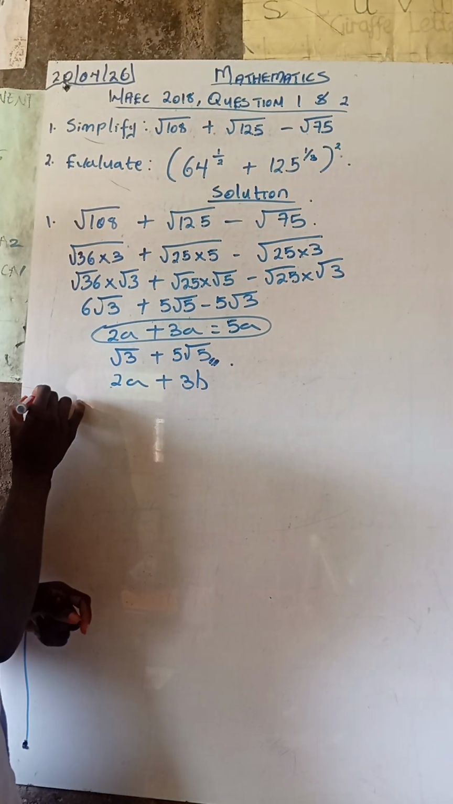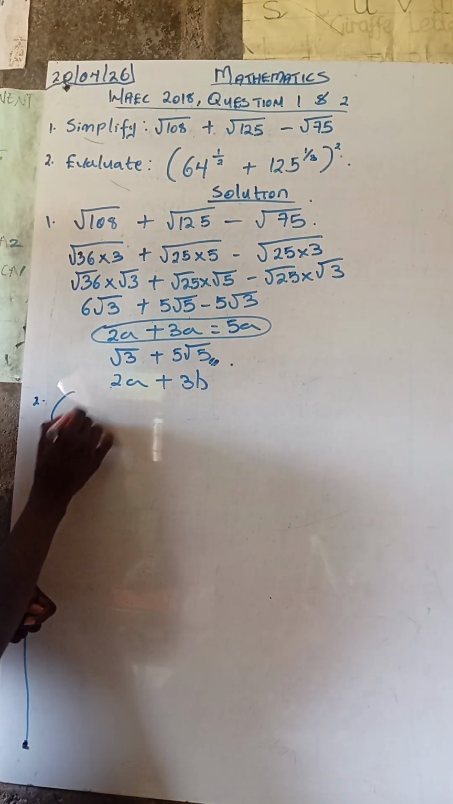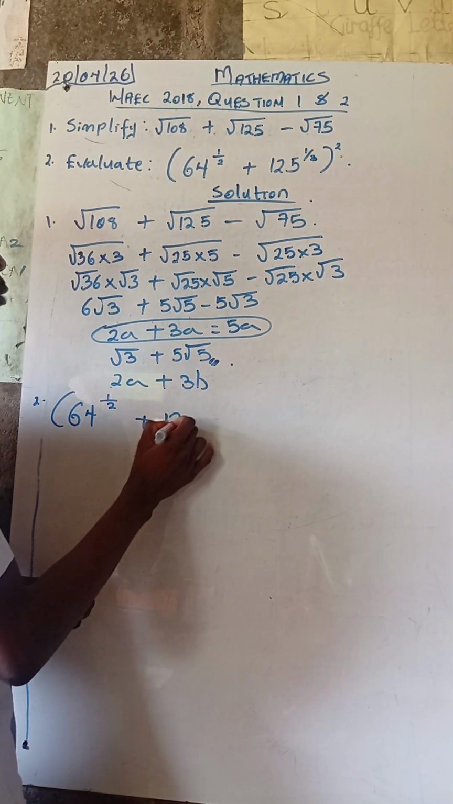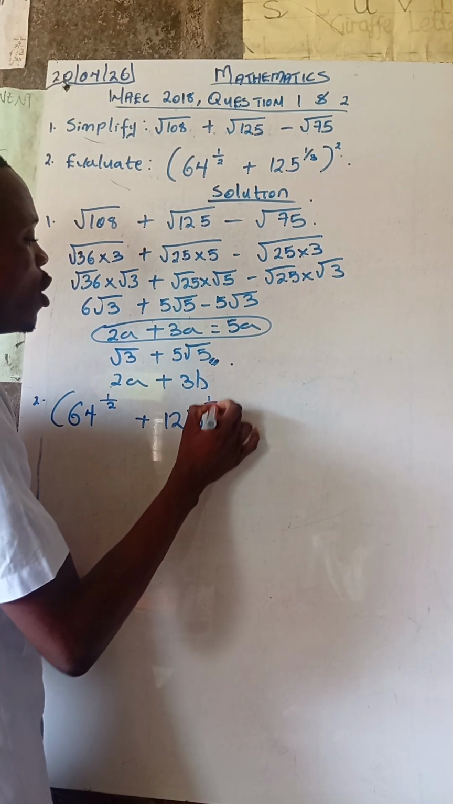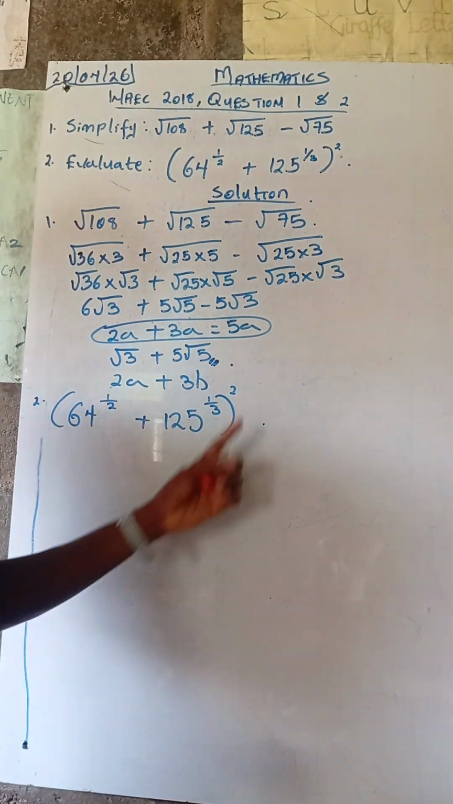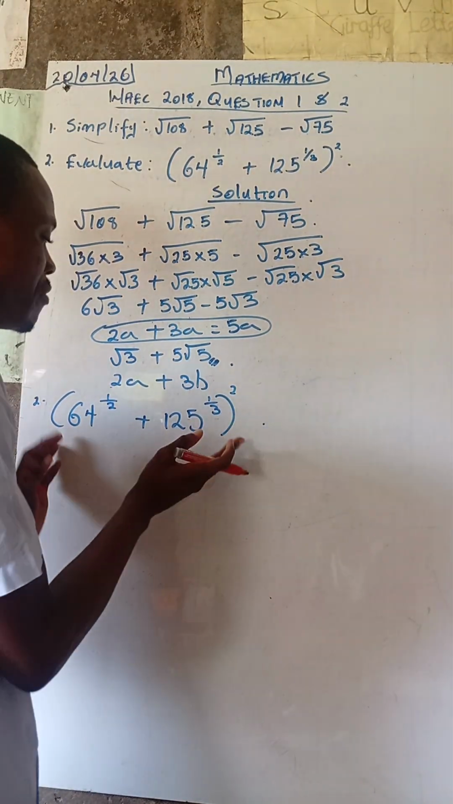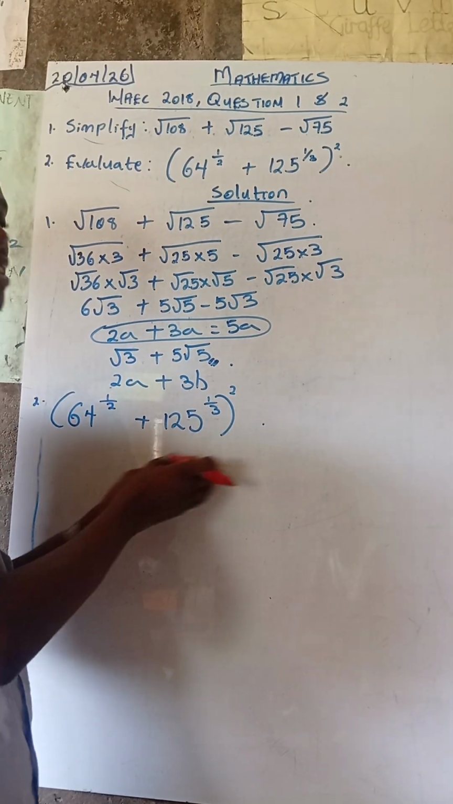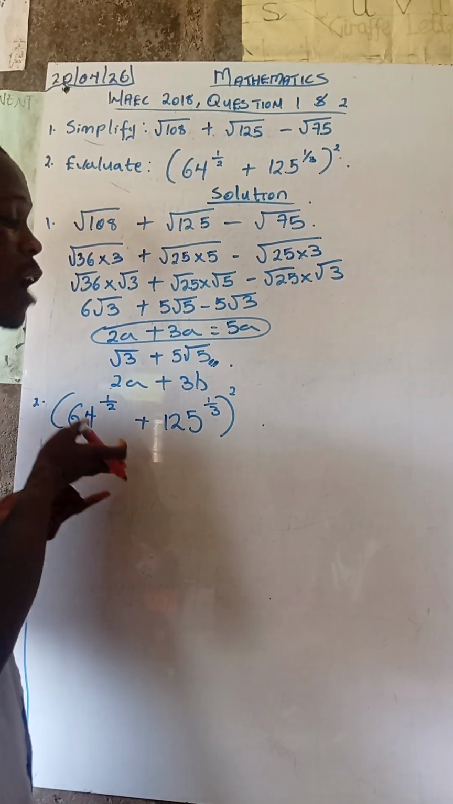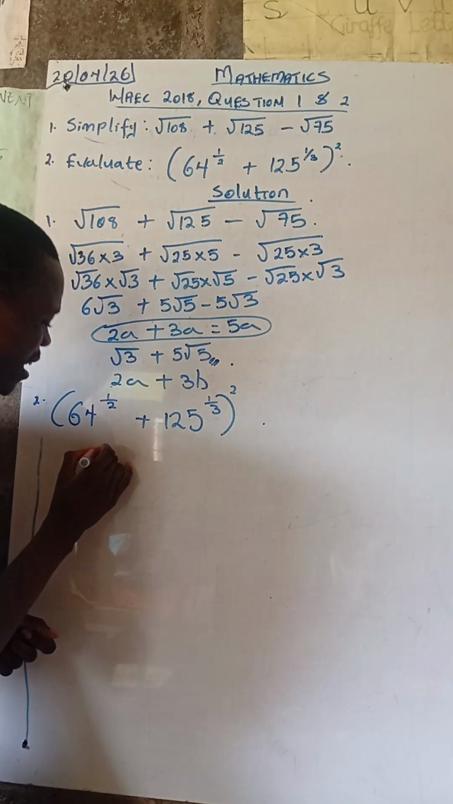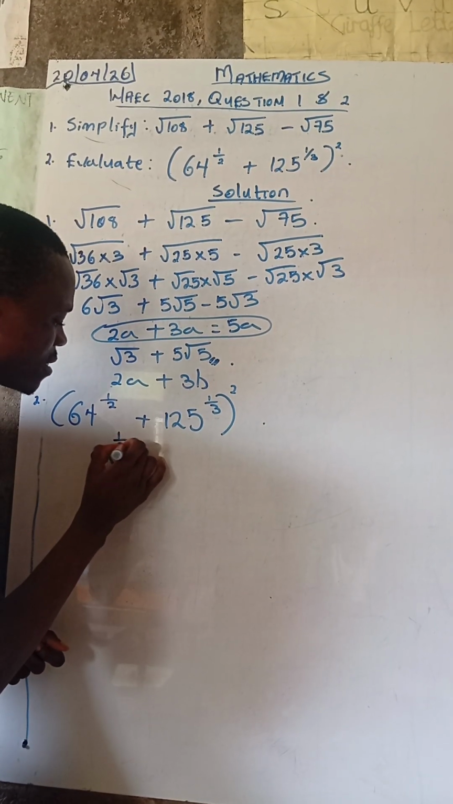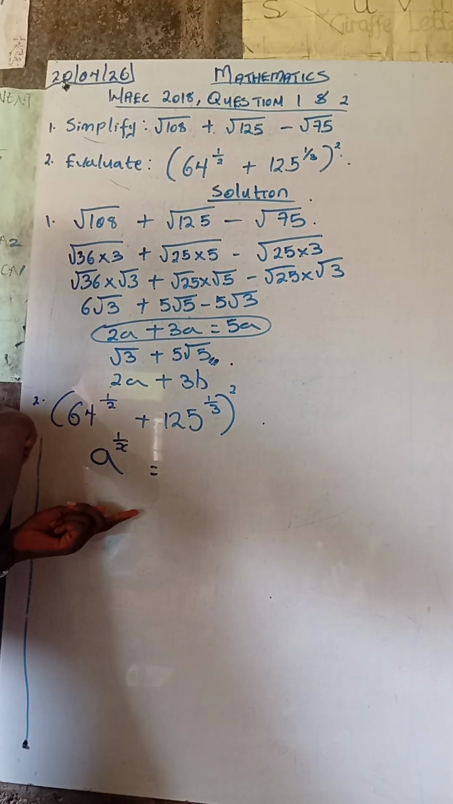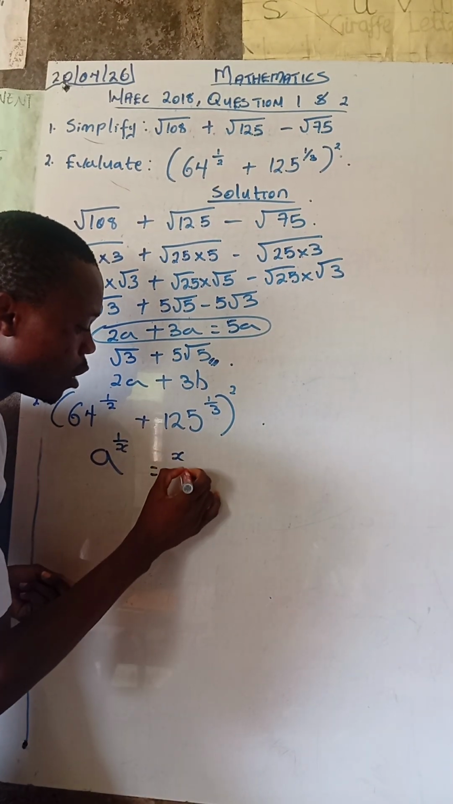Now, number 2, let's be fast. Evaluate 64 raised to power 1 over 2 plus 125 raised to power 1 over 3, all raised to power 2. Now, this 2 outside the bracket means it's affecting everything inside the bracket. Now, we are going to use one law of indices that states that a raised to power 1 over x. If you have something like this in indices, your x will have to travel back to form a root. That will give us the x-th root of a.